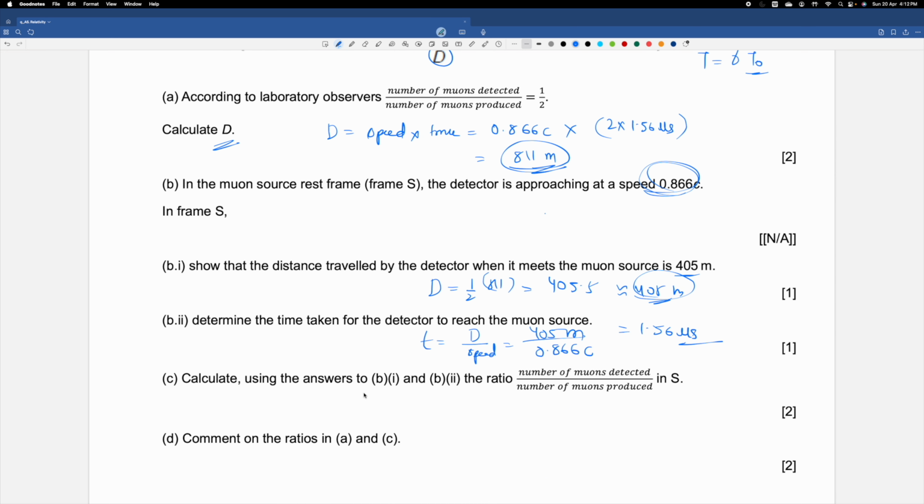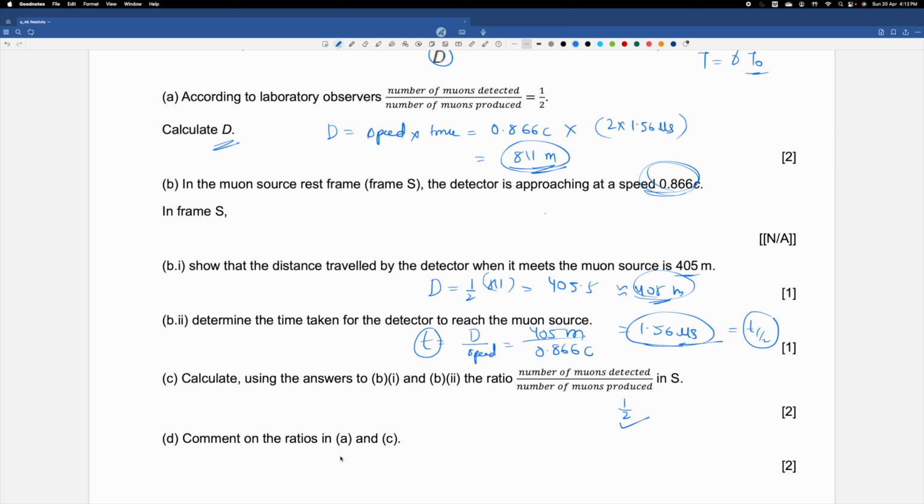Next, calculate, using the answers to B1 and B2, the ratio of the number of muons detected to the number of muons produced in S. Now, since we found that the time taken for the detector to reach the muon is 1.56 microseconds, which is equal to the half-life of muons, that means the ratio of muons detected to muons produced will be half.